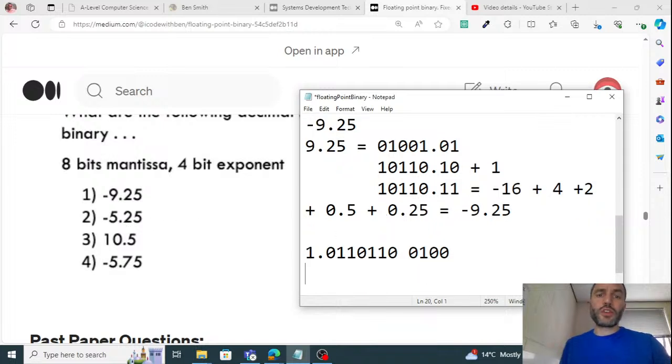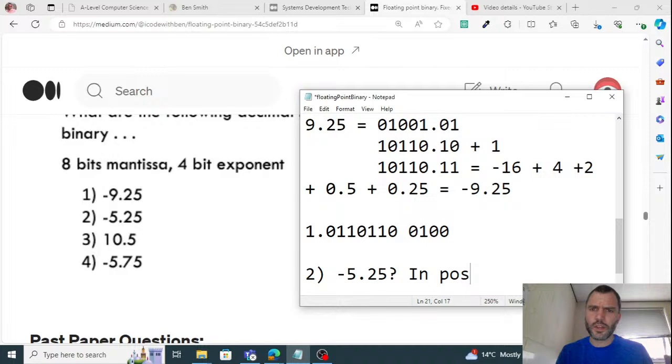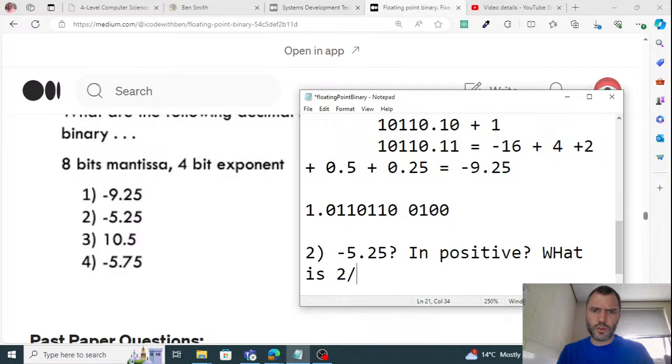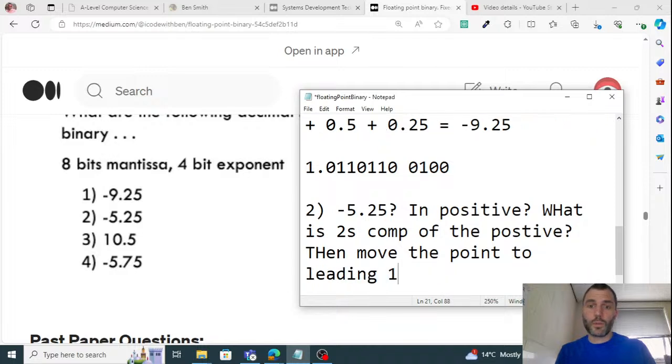I'll do one more because these are a bit tricky, but you can pause the video and have a go at the rest if you don't need to watch me. But minus 5.25, what is that in positive? Here's the method. What's it in positive? What is the 2's complement of the positive? And then move the point to the leading 1 or 0.